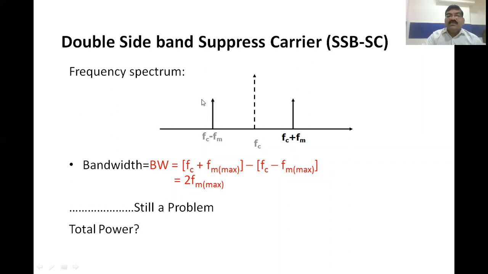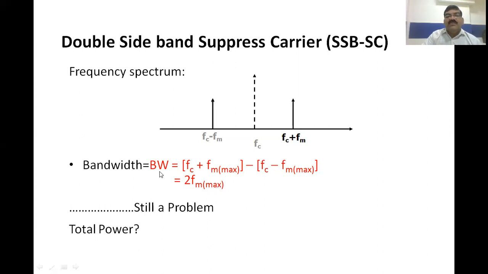Sorry, this is the representation of double sideband suppressed carrier. By mistake it is written single sideband. It is double sideband suppressed carrier, not single sideband. So both sidebands are there: this sideband is there, this sideband is there, and only the carrier is suppressed.